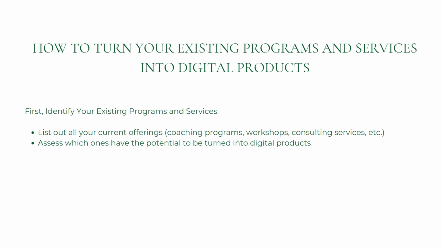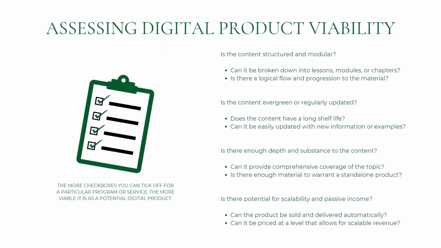So it starts by, I'm old school, okay? So I am a person that uses notebook and pen still, and then I transfer it into technology. So, list out all your current offerings from coaching programs, workshops, or your consulting services, whatever it is. And then what you want to do is you want to assess which ones have the potential to be turned into digital products. So, assessing your digital product viability is actually pretty easy, okay?